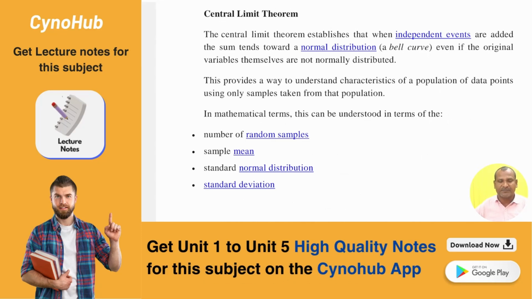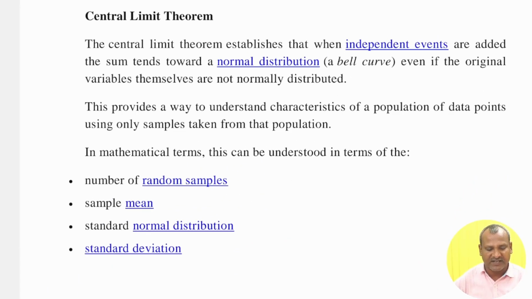Now we will describe the central limit theorem with the help of an exact statement. The central limit theorem establishes that when independent events are added, the sum tends towards a normal distribution, shown in the form of a bell curve, even if the original variables themselves are not normally distributed. This provides a way to understand characteristics of a population of data points using only samples taken from that population.